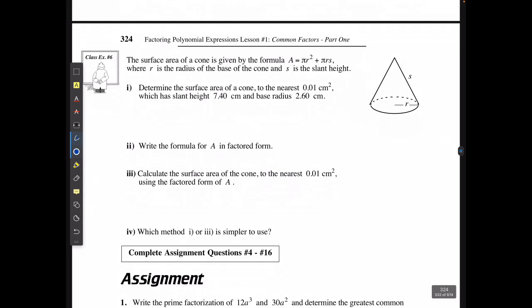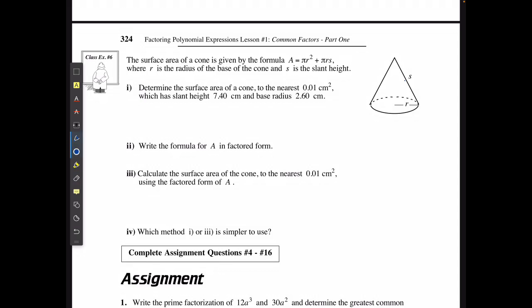If I put this into problem solving, the surface area of a cone is given by the formula: the area is equal to pi r squared plus pi r s, s being the side length or the slant height coming up the side. Determine the surface area of a cone to the nearest 0.01 centimeters squared, which has a slant height of 7.4 centimeters and a base radius of 2.60 centimeters.